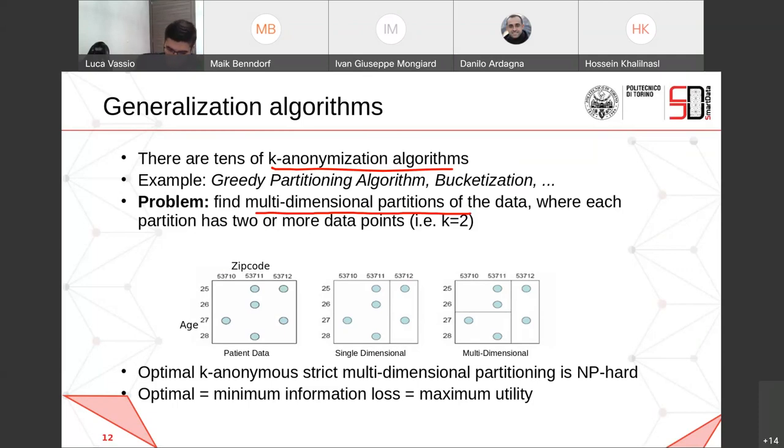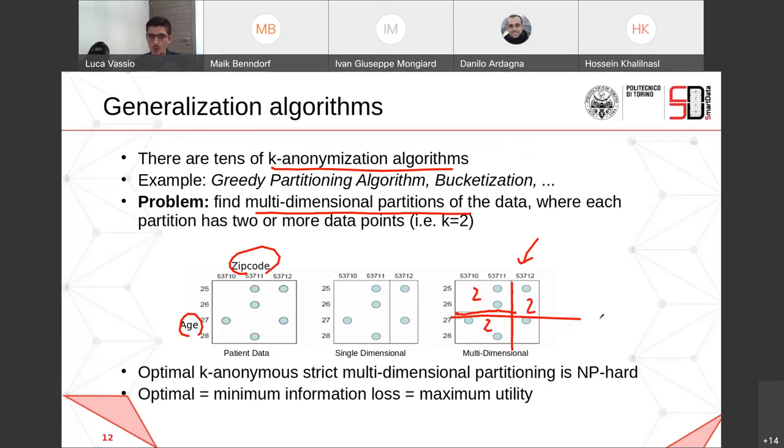If you think about it, here you have a two-dimensional space with age and zip code, and we want to divide the space so that each partition still has k elements. So if k equals 2, for example, this could be a solution. There are two elements in this partition, two in this partition, and two in this partition. See that here it's multidimensional. So we're not just splitting each dimension into two. We are doing it multidimensionally. And we want to do it in an optimal way.